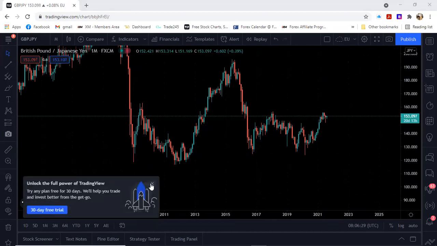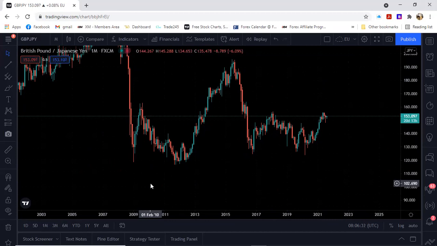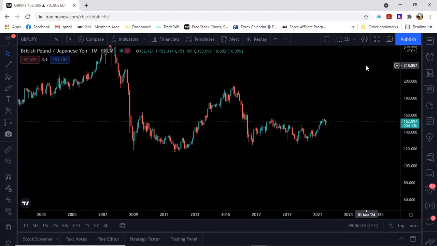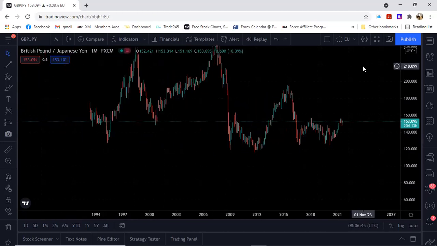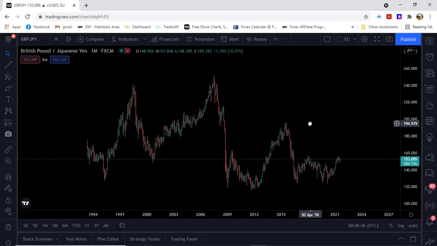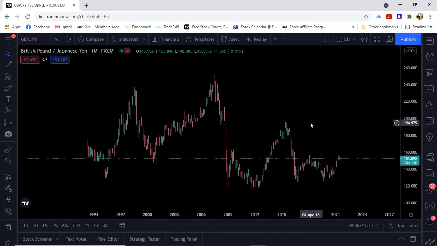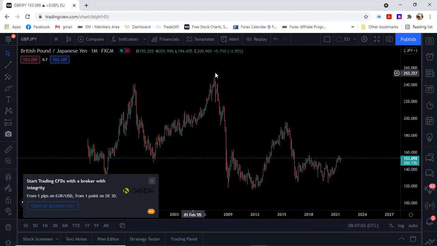Okay, so let's look at GJ. We take it from the monthly view, first of all. The reason why we do that is for us to get the trend. Where is the trend going, right? From the monthly view, you can see that maybe there's a channel, this one.